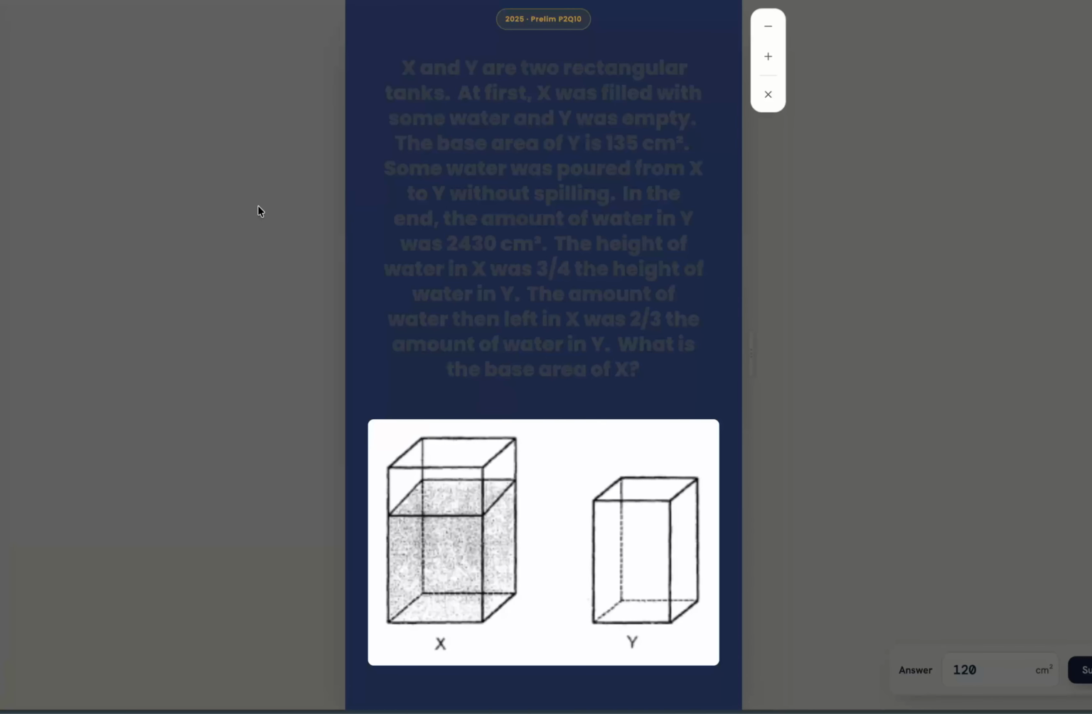Right, there you go. Question 10. X and Y are two rectangular tanks. At first, X was filled with some water and Y was empty. The base area of Y is 135 centimeters squared. Some water was poured from X to Y without spilling. In the end, the amount of water in Y was 2,430 centimeter cube. The height of water in X was 3/4 the height of water in Y. The amount of water then left in X was 2/3 the amount of water in Y. What is the base area of X?